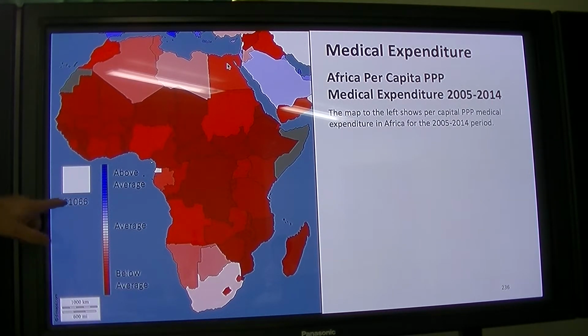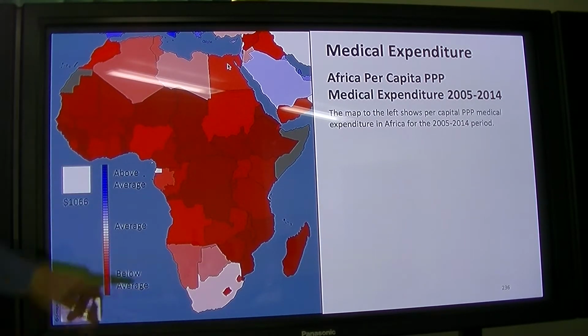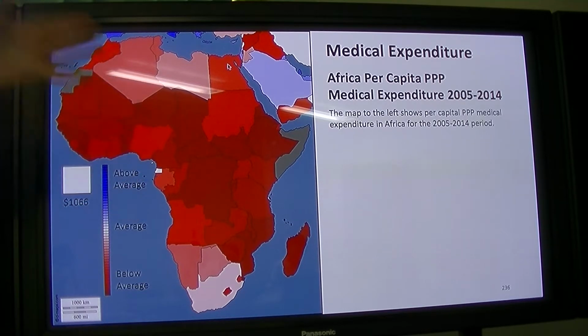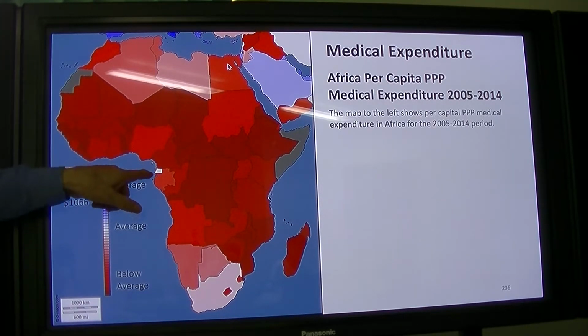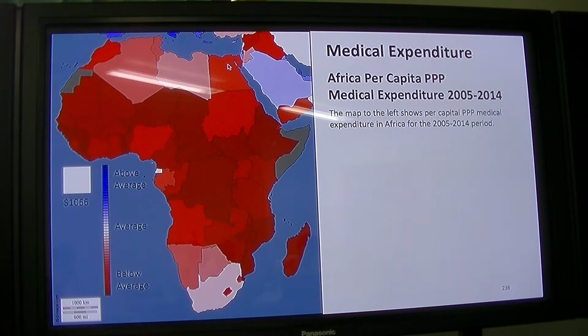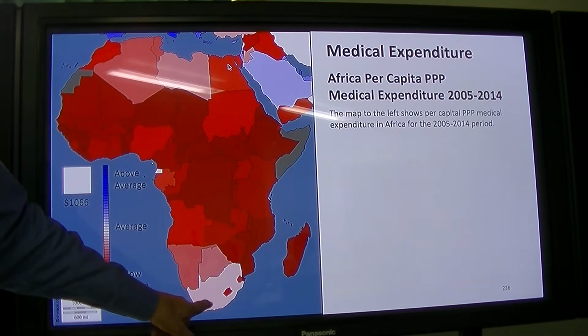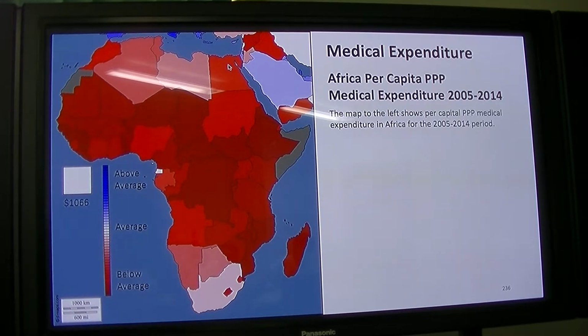And that is the expenditure, 1,066. That's the global average. You can see the whole continent is below, except for here. And again, all of that gets spent on just a few people. South Africa, it's probably because there's a lot of white people, and so this is the expenditure for the white people in South Africa.